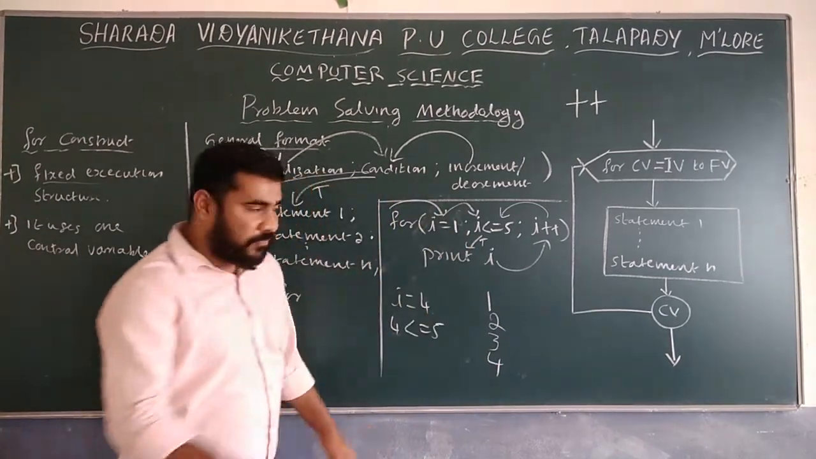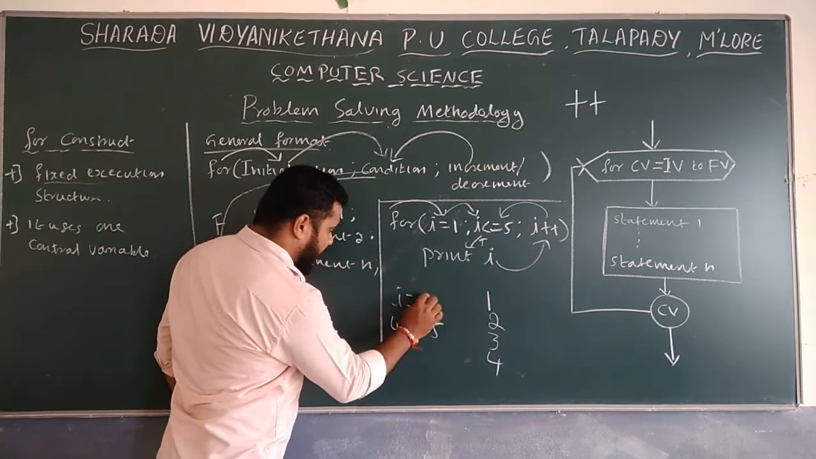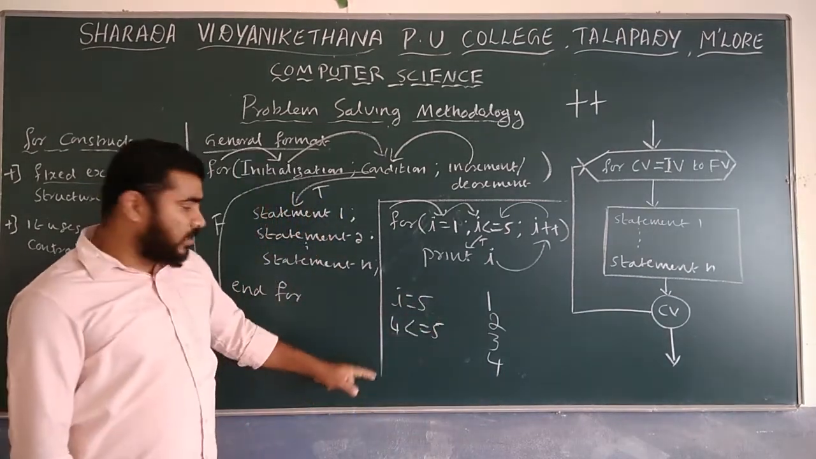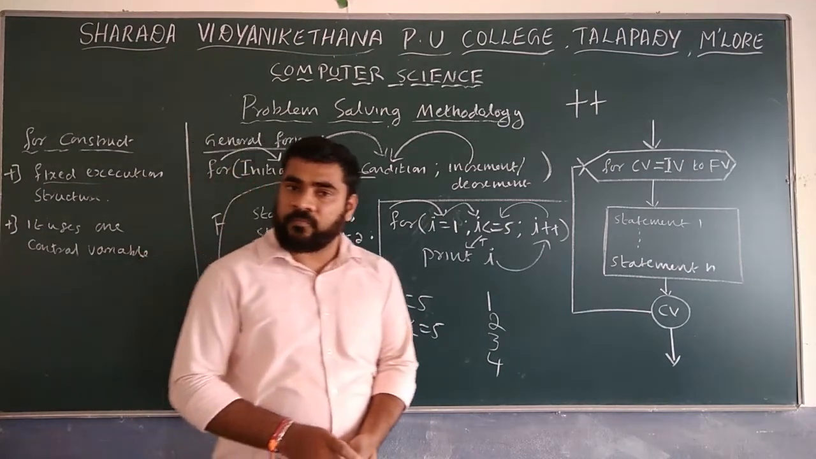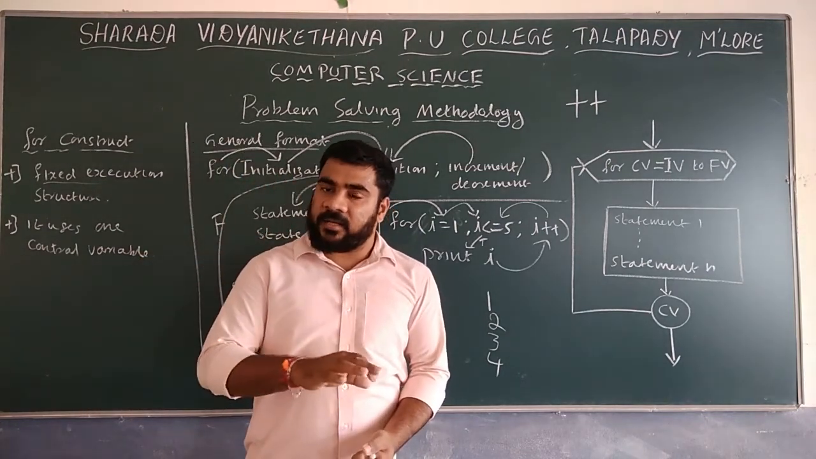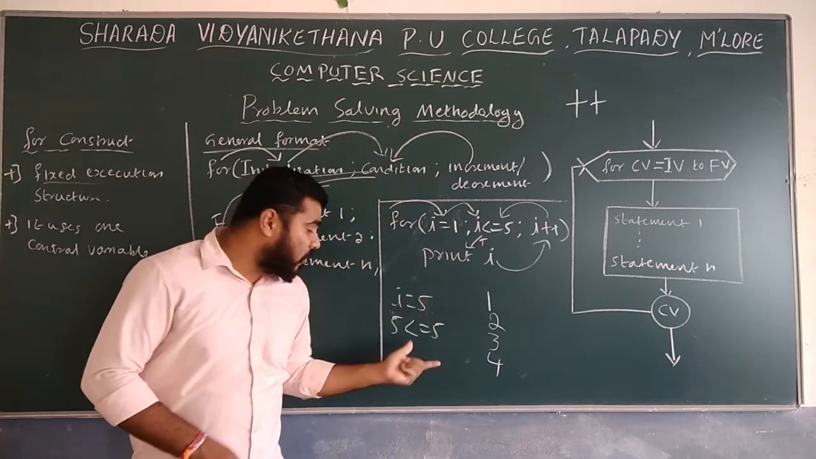Print 4. Then after that, increment: I is equal to I plus plus. So incrementing, I is equal to 5. When I is equal to 5, once again compare: is 5 less than or equal to 5? Yes, because less than means 5 is not less than 5, but 5 is equal to 5. Less than or equal to.